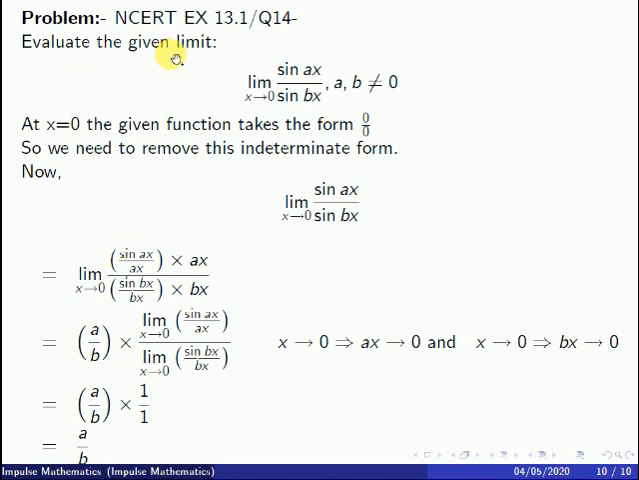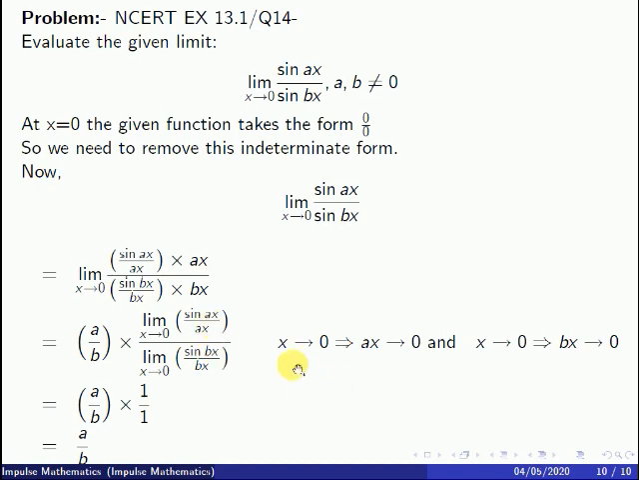Now here I consider a problem, NCERT exercise 13.1 question number 14: limit x tends to 0 sin ax by sin bx, ab not equal to 0. At x equal to 0, the given function takes the form 0 by 0, so we need to remove the indeterminate form. Now if we write this as divide by x and multiply x, divide by bx and multiply bx, then ab will be here, and by the quotient property, limit x tends to 0 sin ax by ax over limit x tends to 0 sin bx by bx.